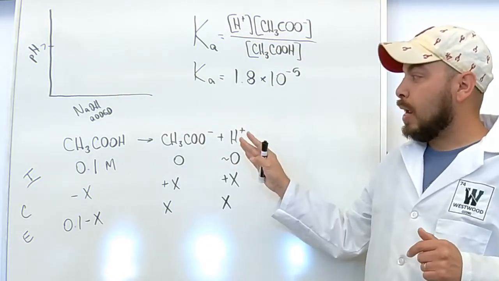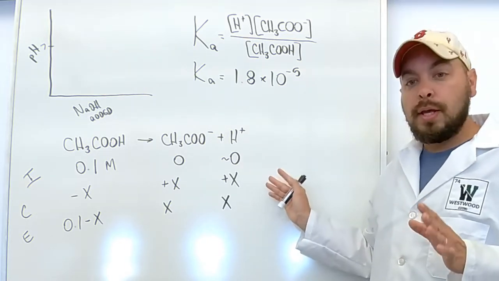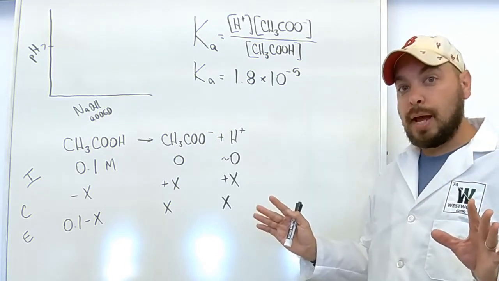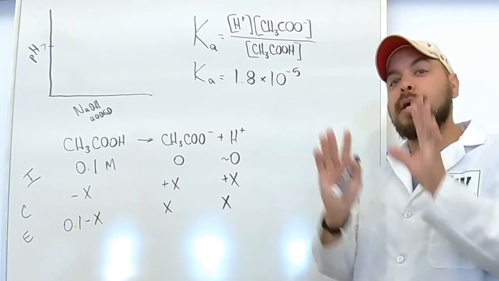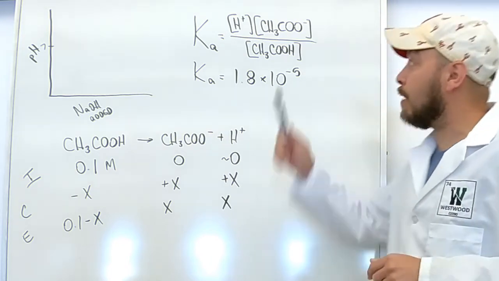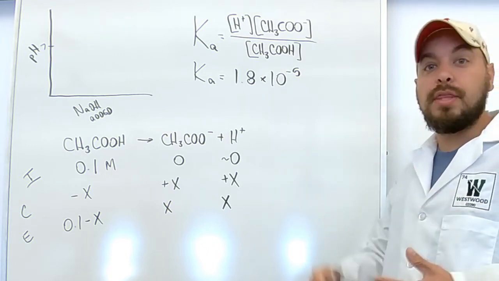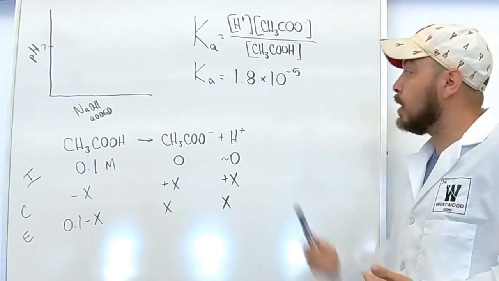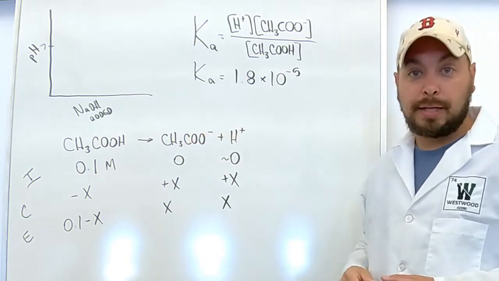The second thing I have here is a simple RICE table set up to show that this is not neutralization yet, okay? We're dealing with the first point before the titration has occurred. The final thing that I have set up here is the equilibrium expression. The Ka value for this specific process is 1.8 times 10 to the negative fifth. That's the Ka for acetic acid.